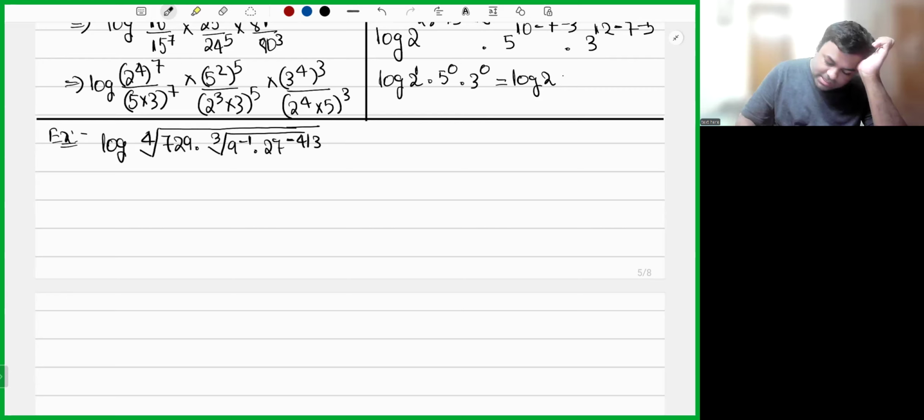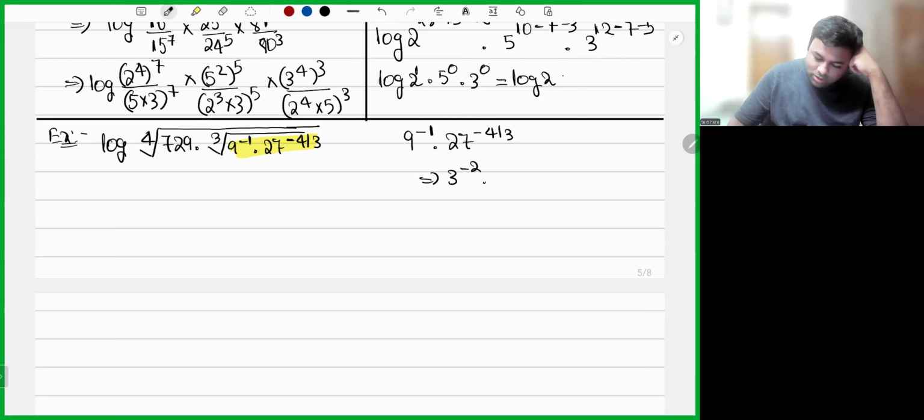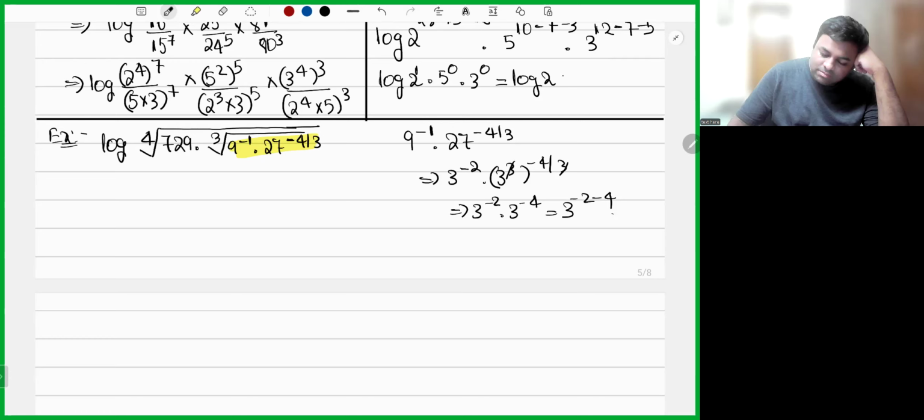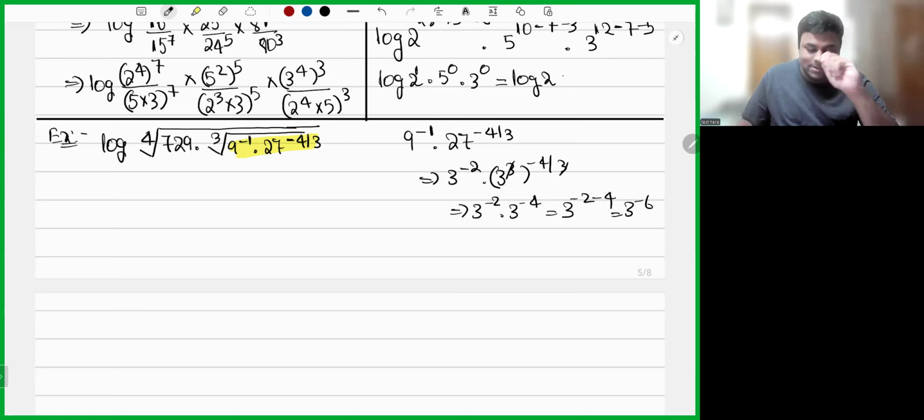First, I'll simplify this part, which looks simple to me: 9 power minus 1 into 27 power minus 4 by 3. Now, 9 power minus 1, how can I write it? 3 power minus 2. 27, how can I write it? 3 cube, power minus 4 by 3. The 3s cancel, so 3 power minus 2 into 3 power minus 4, that is 3 power minus 2 minus 4, that is 3 power minus 6.